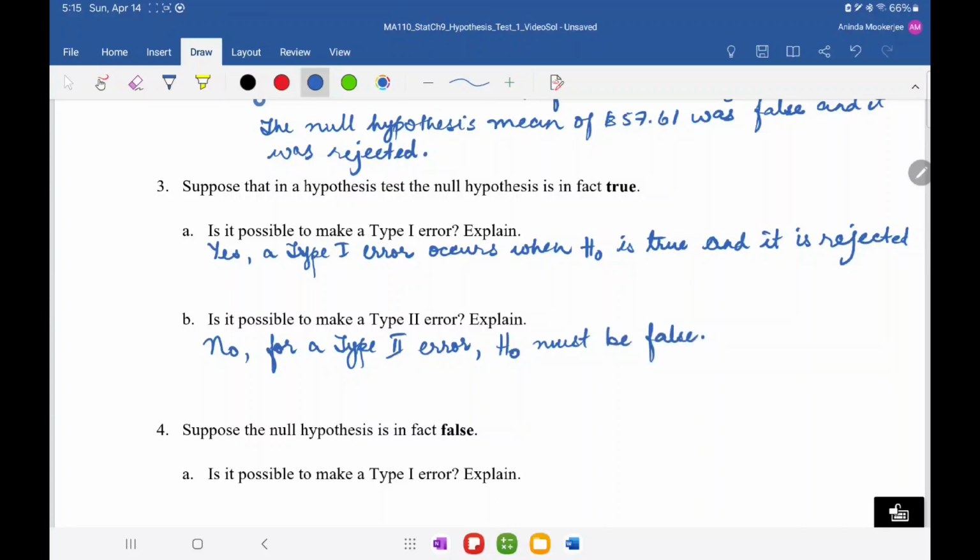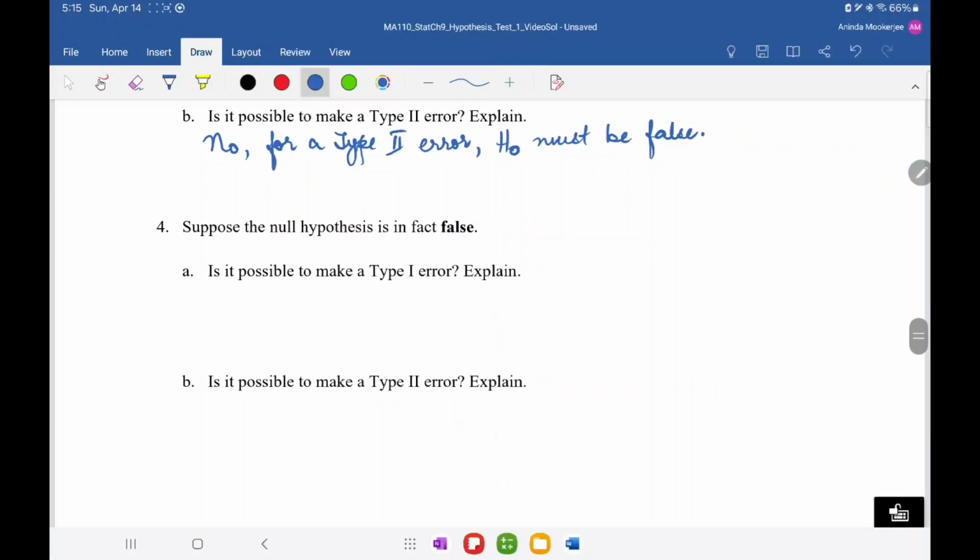All right. Question number 4 says, suppose the null hypothesis is in fact false. Is it possible to make a type 1 error? Explain. No. If the null hypothesis is false, the only kind of error we can make is type 2 error. So here you're going to write for part A, no. For type 1 error, null hypothesis must be true.